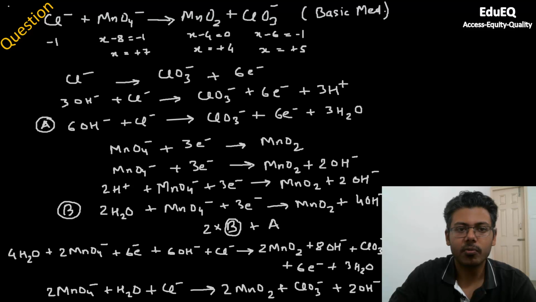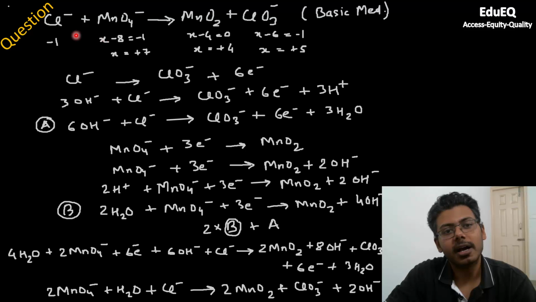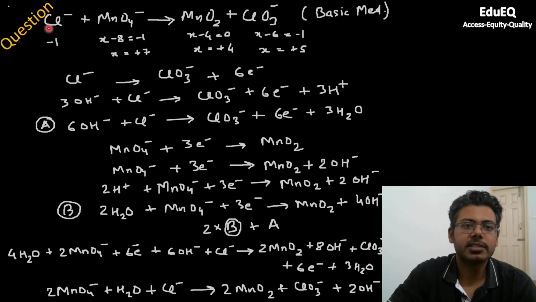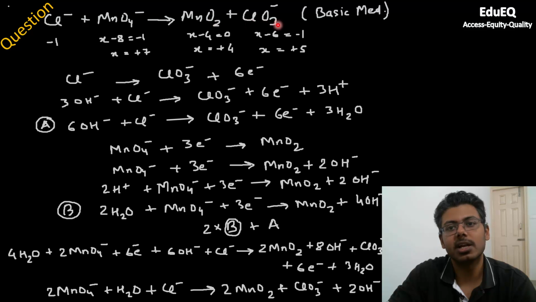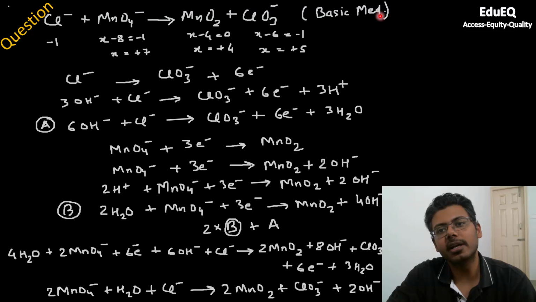Now coming to one more question, in fact very important question. I have not shown it step by step. I have skipped some steps because I have explained the previous example in quite a detail. So you can see here chloride plus MnO4 minus, it's changing to MnO2 plus ClO3 minus. This is question 3 and this reaction is also occurring in basic medium.